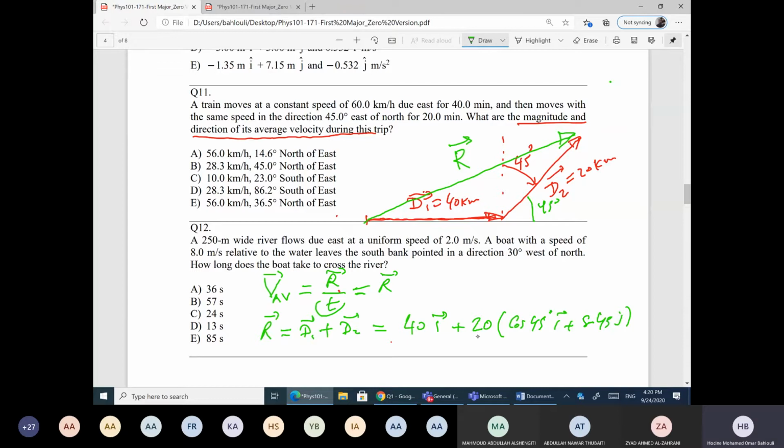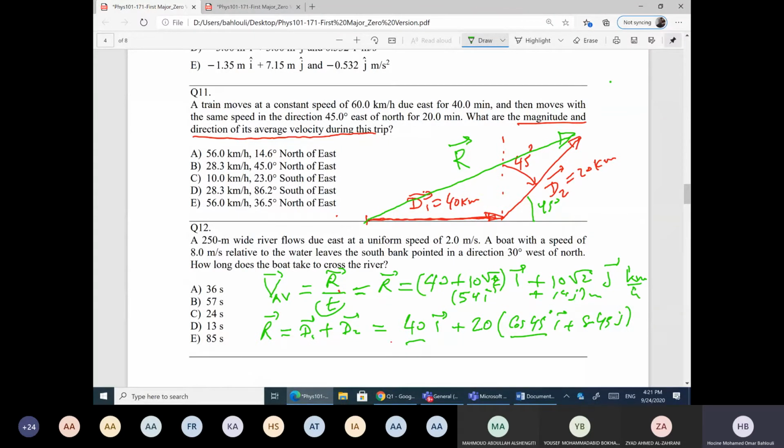On the I component, it will be 40 plus 20 cosine 45, which is 10 square root of 2 times 2. On the Y component it will be 10 square root of 2, where square root of 2 is 1.41, so it's about 14, something like that, J. If one of you has a calculator, tell us the number on X. The first one is 54 on the I, and the second is 14 on the J. All of this is in kilometers. If you ask what the average velocity is, you put these and put kilometers per hour, and don't forget to divide by 1, and we are done.